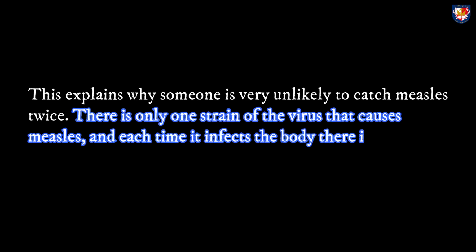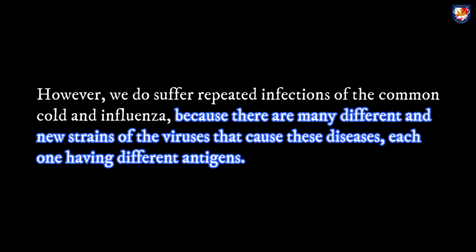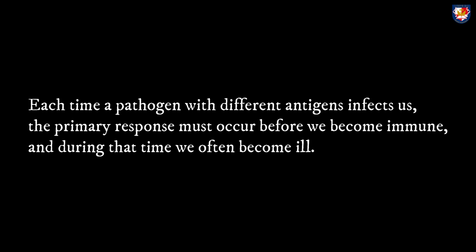This explains why someone is very unlikely to catch measles twice. There is only one strain of the virus that causes measles, and each time it infects the body, there is a fast secondary response. However, we do suffer repeated infections of the common cold and influenza because there are many different and new strains of the viruses that cause these diseases, each one having different antigens. Each time a pathogen with different antigens infects us, the primary response must occur before we become immune, and during that time, we often become ill.